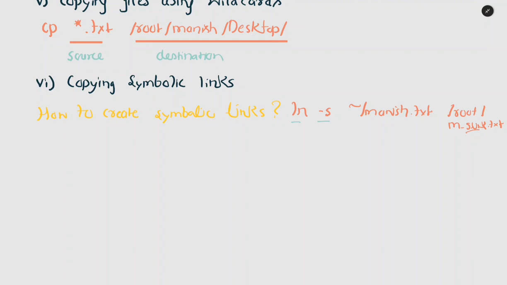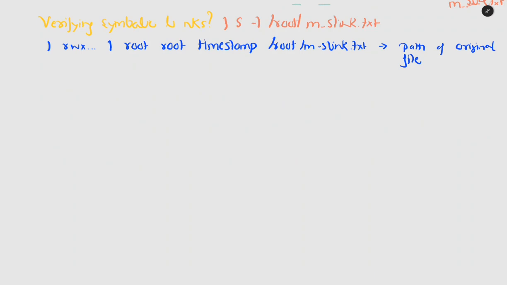Now we will see how to verify symbolic links. To verify a symbolic link, we use the given command ls -l root m_slink.txt. This is the path to the symbolic link which we created, and this command will give output like this. So here there is an l. What is this l? The l indicates a symbolic link, and the arrow operator shows where the symbolic link points.